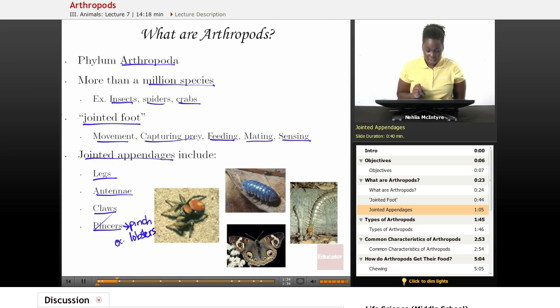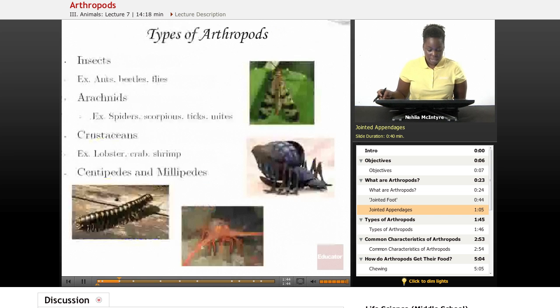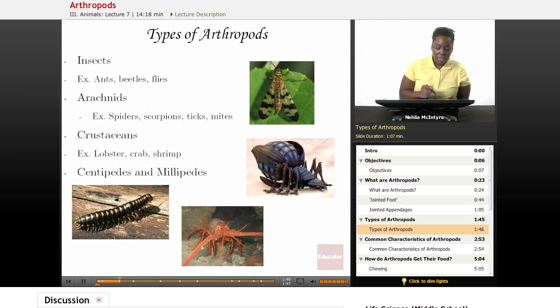Here are some pictures of arthropods such as the spider, the beetle, the butterfly. This is a centipede, and we'll talk about some of those other animals in this lesson. So there are different types of arthropods. Again, there's insects. All insects would be considered arthropods. For example, the ants, beetles, flies, they are arthropods.